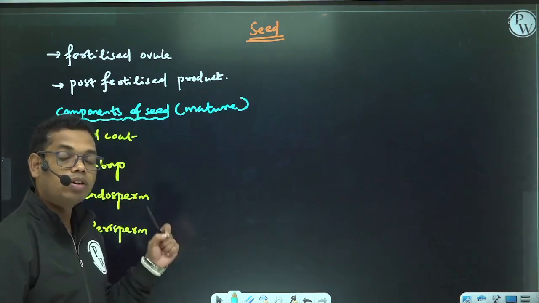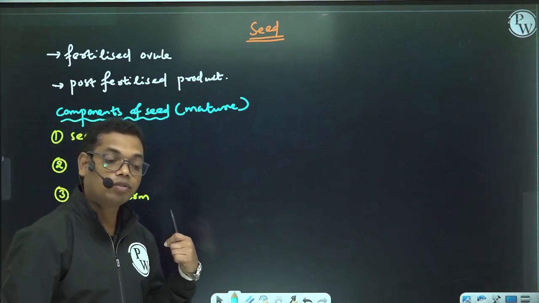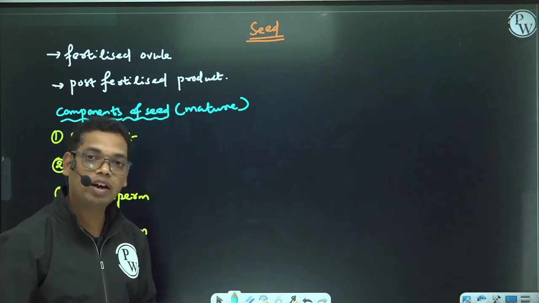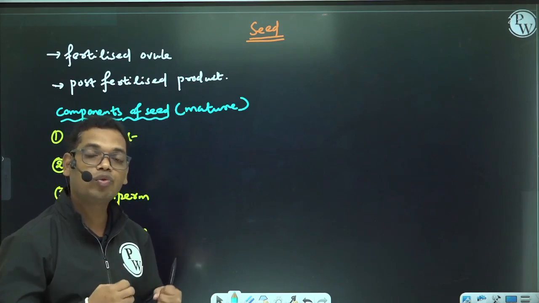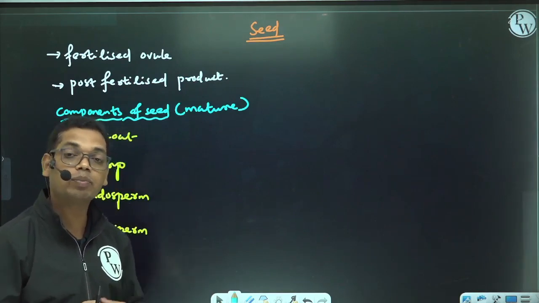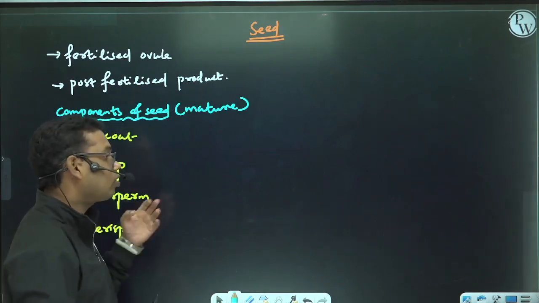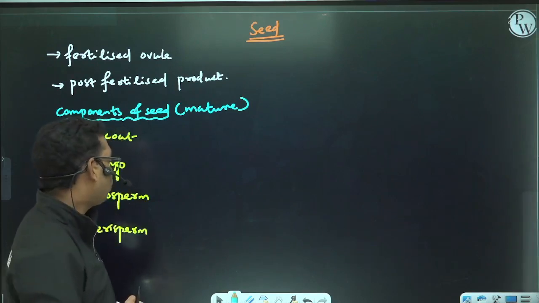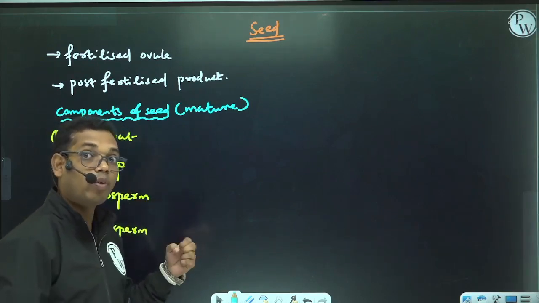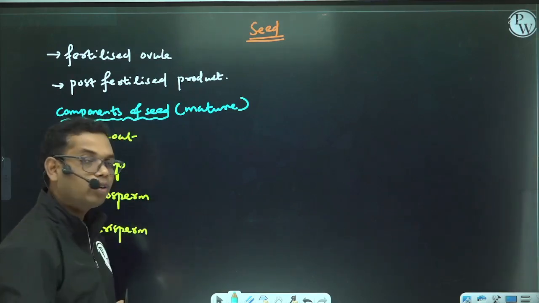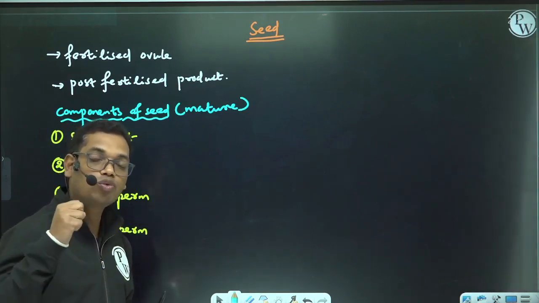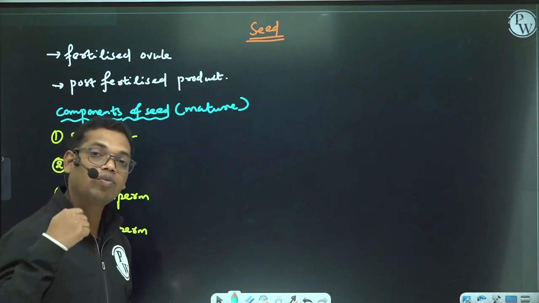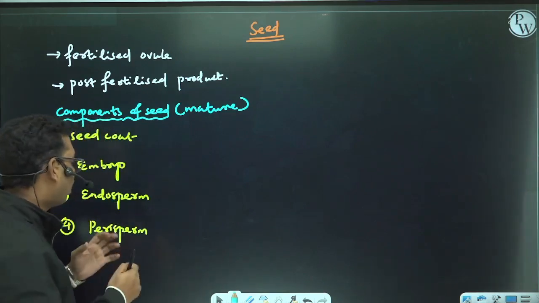This endosperm is formed from the primary endosperm cell, which is a product of triple fusion. And this is nutritive in nature. In mature seed, this endosperm may be present or absent. If endosperm is present, that will provide nourishment to the developing embryo. If absent, then what will happen? The food will be stored in the cotyledon, and the cotyledon will provide the food to the embryo.